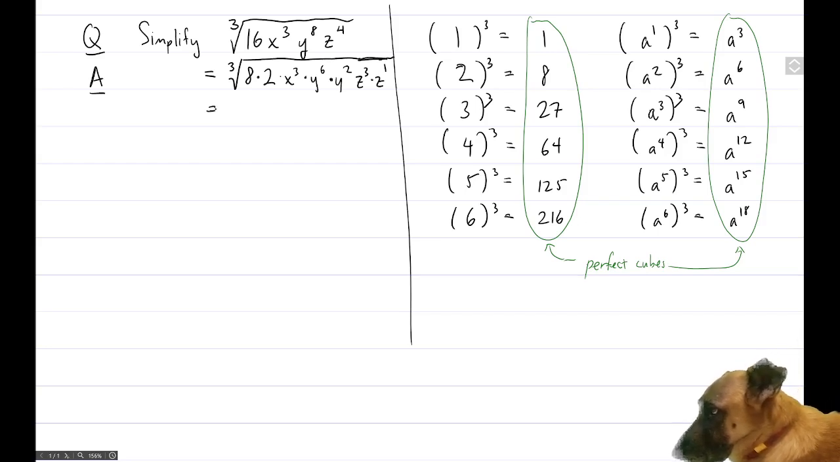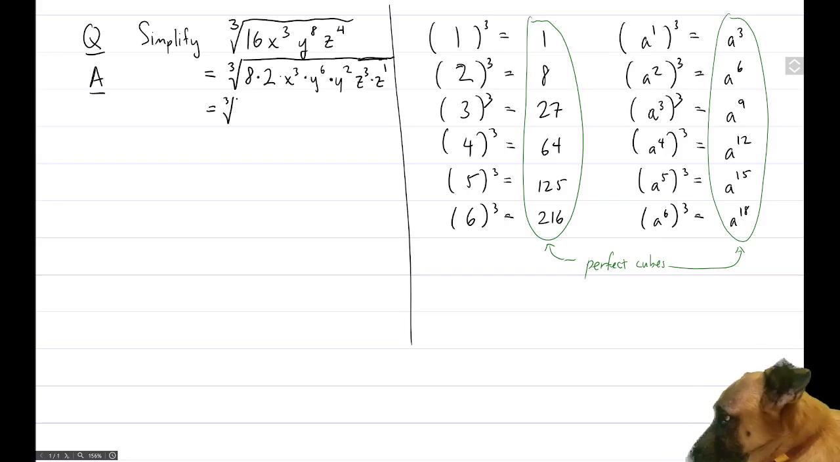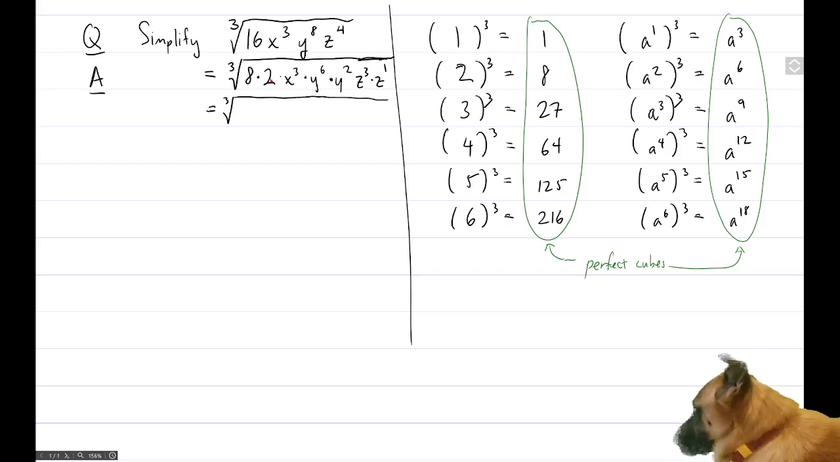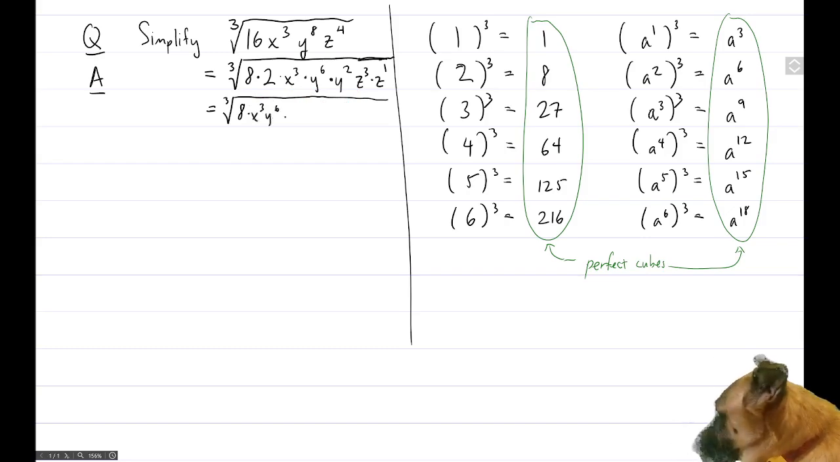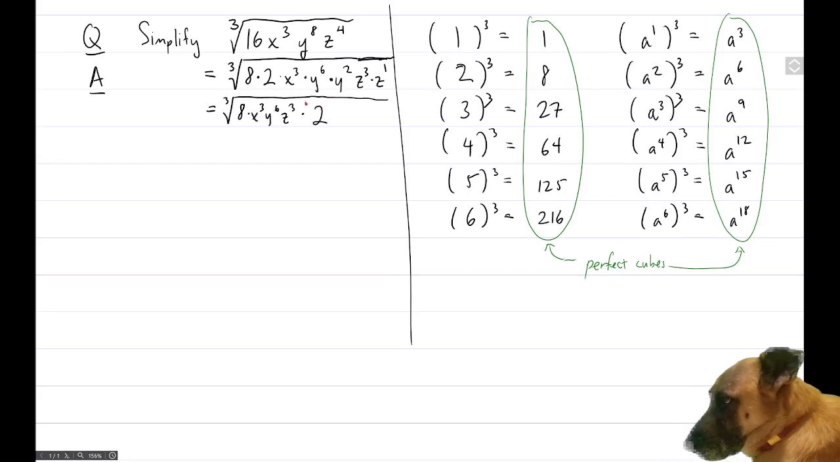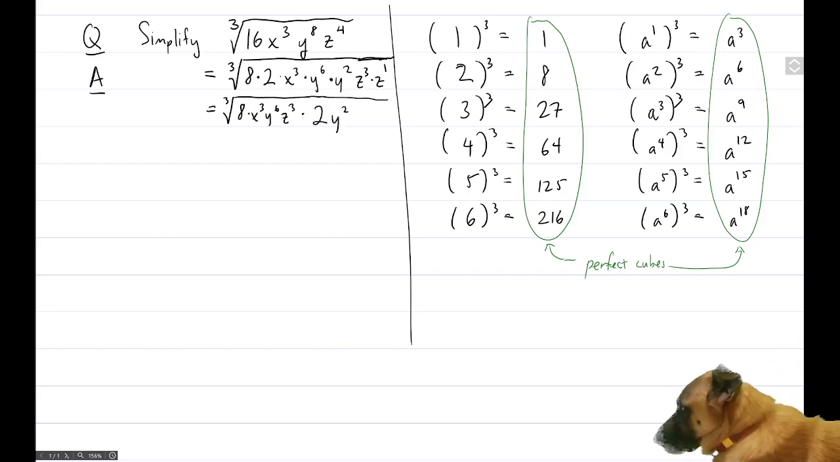Okay. So now let's just shuffle inside the radical all the things that are multiplied together. We can shuffle the order. I'll get the perfect cubes written first. So that's 8, that's x cubed, that's y to the 6th, that's z cubed. And then the stuff that is not perfect cube is this 2, and then y squared, and this z to the first I'm just going to write as a single z.